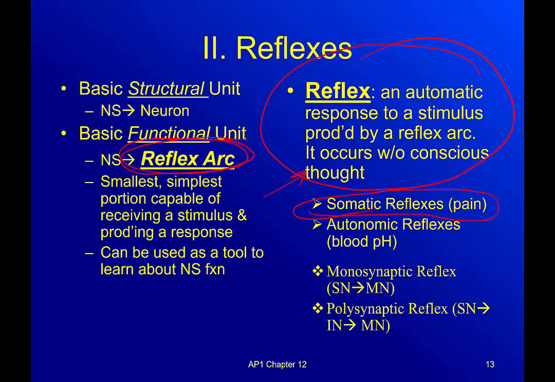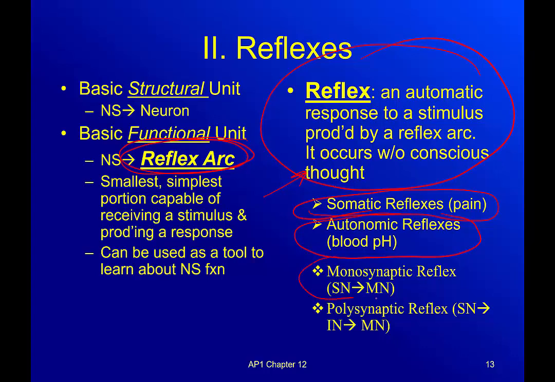We respond to pain usually before we feel pain. Autonomic reflexes, though, are more things like our blood pressure. Our body changes how we breathe. It changes how our heart's beating and things like that to look at blood pH and to deal with blood pH, to deal with blood pressure. Things that we have no idea. My blood sugar is high. Let me release insulin. I don't know that. My body knows it, but I don't. That's an autonomic reflex. That's something that just automatically happens.